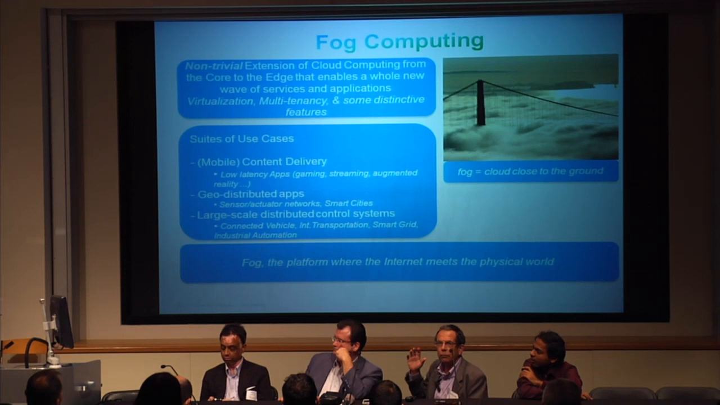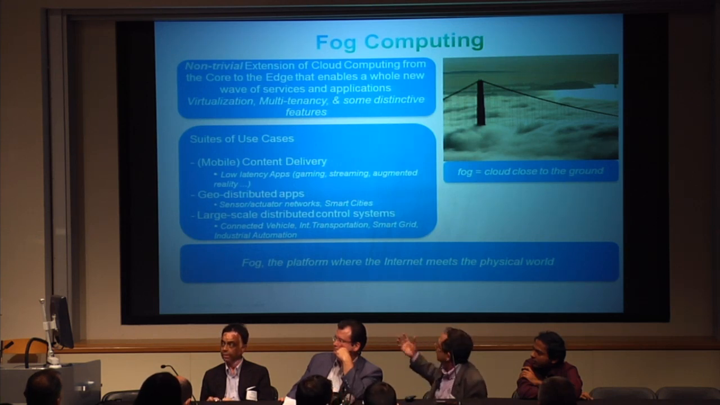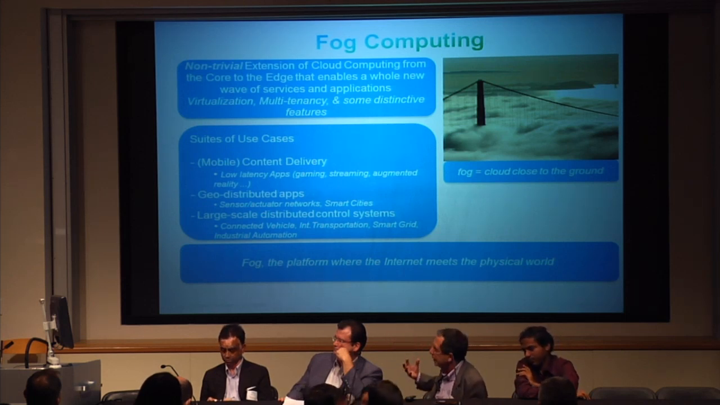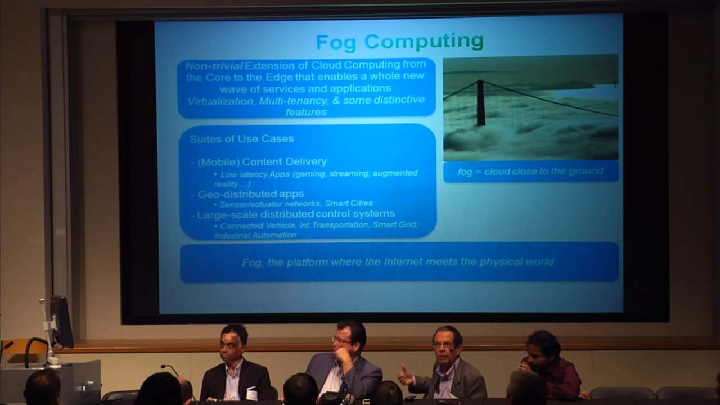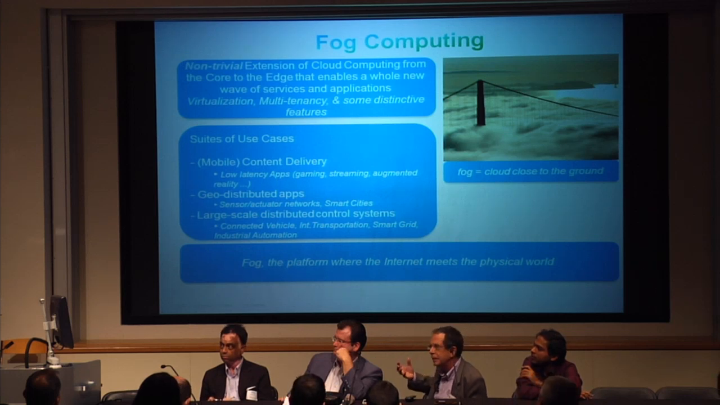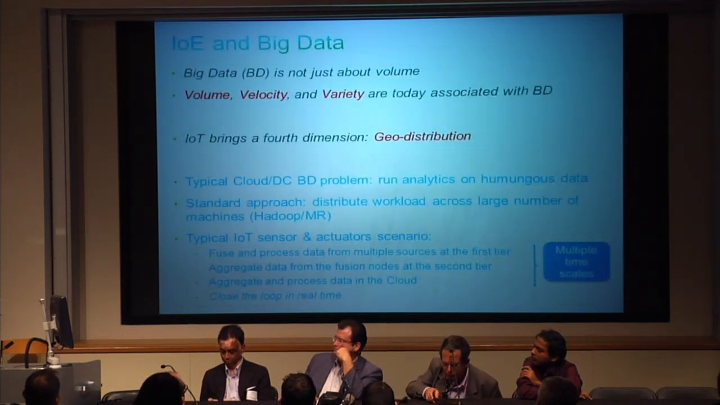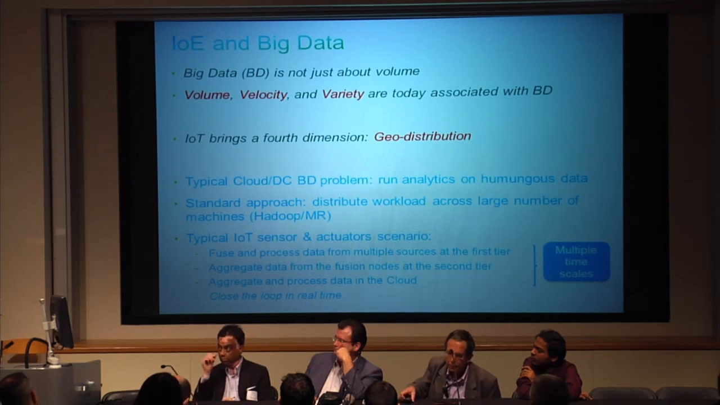But what is fog? Fog is a non-trivial extension of cloud computing. Cloud is immensely successful, and it's here to stay, no doubt. The idea is that some of the cloud computing capabilities have to be extended to the edge to support applications that require fast mobility, fast as in a train or a car, that support geographically distributed applications, and large-scale distributed control systems. So the computing must be very close.